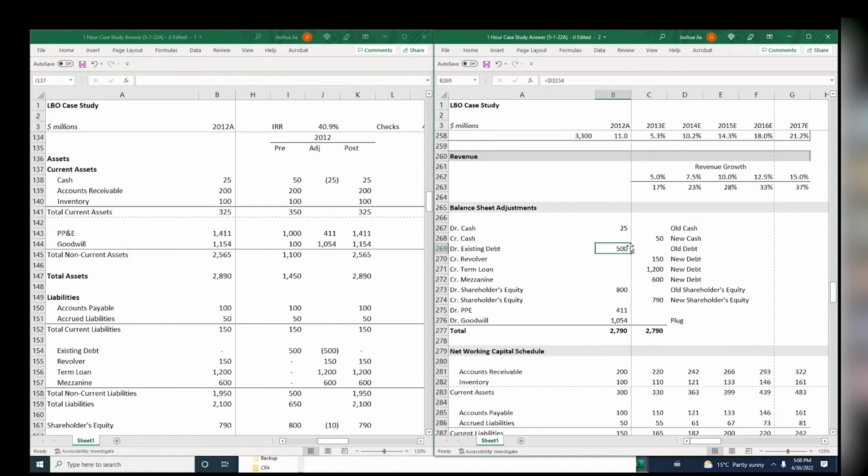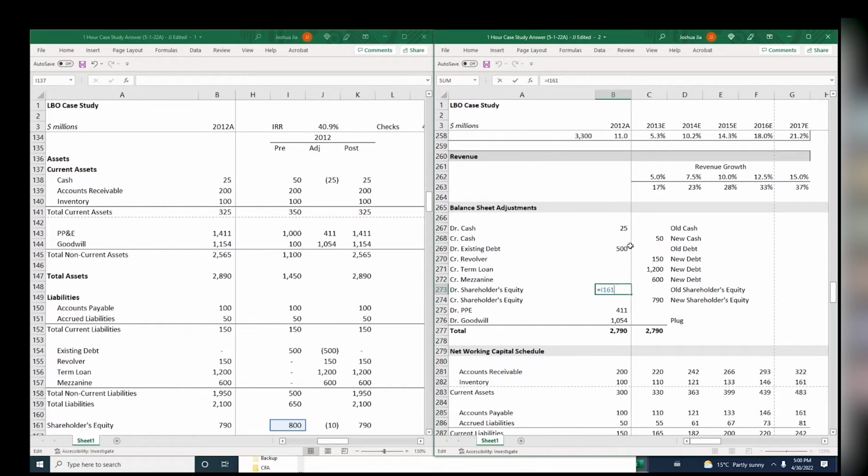What else do we have to do? Take out the old debt, put in the new debt. The old debt we know is 500, and it's quote unquote being refinanced, but it doesn't really tell us how it's being refinanced. So we're just going to put it into the new debt. So that's what's happening here. And then finally, shareholders' equity.